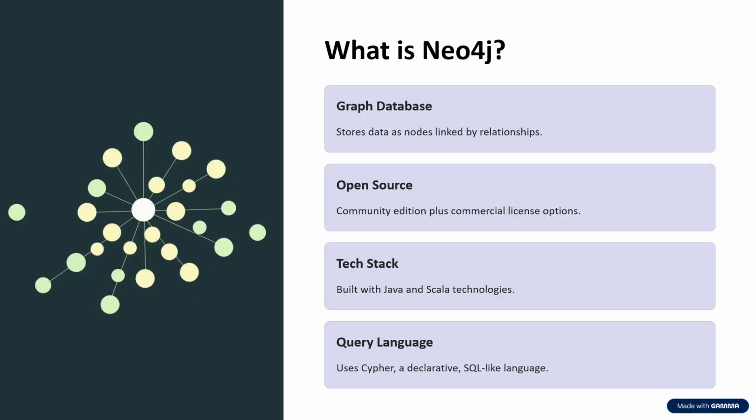Then it is a tech stack, built with the Java and Scala technologies. Means Neo4j is built using Java and Scala, which are popular programming languages. Then the query language: it uses a special language called Cypher, which is a bit like SQL but designed specially for working with graph data. It is easy to read and write.